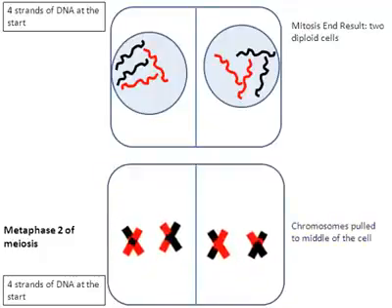Remember, who's pulling the chromosomes? That would be the spindle fibers. So the chromosomes are pulled to the middle of the cell.